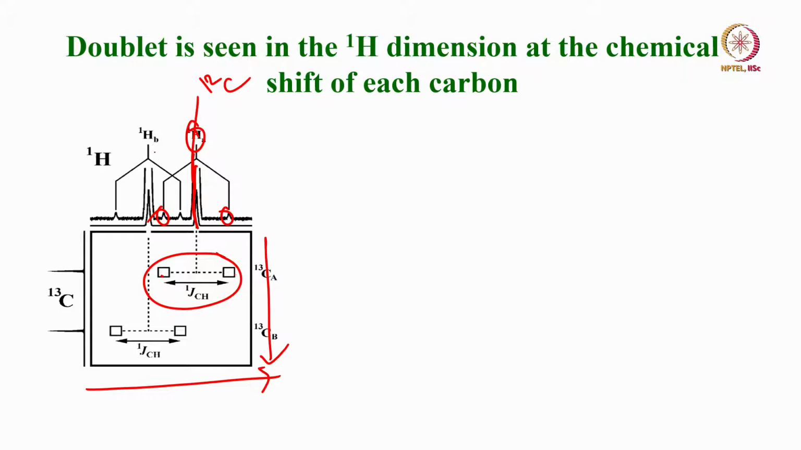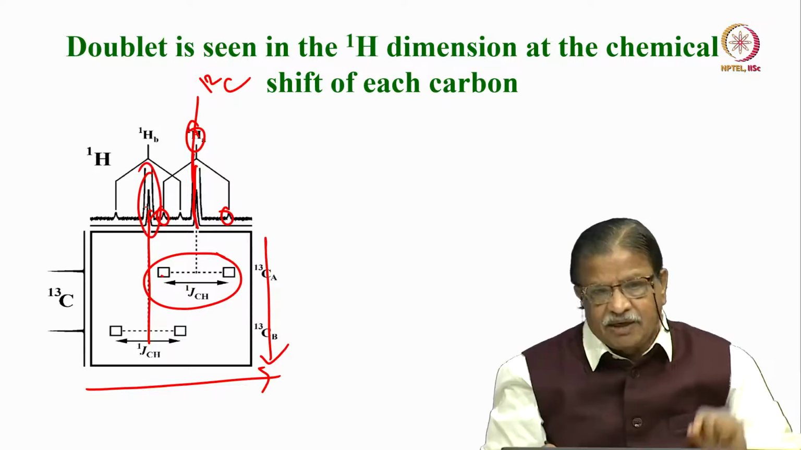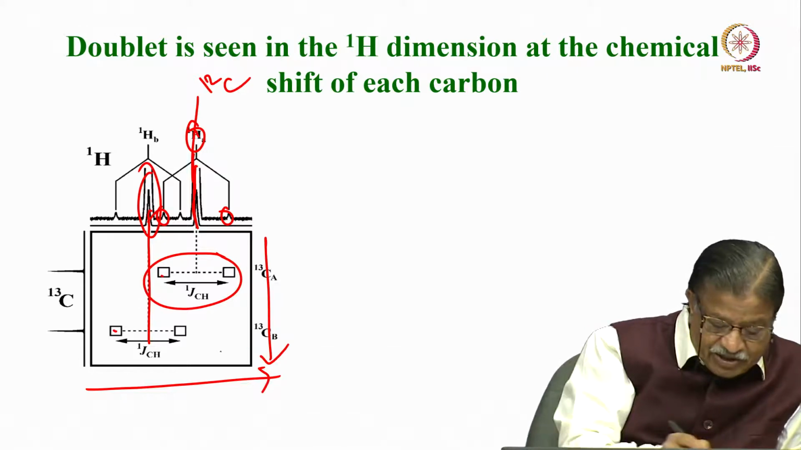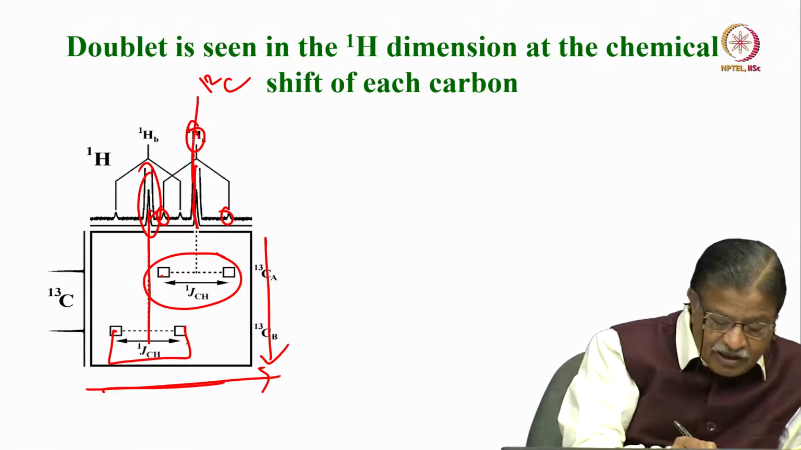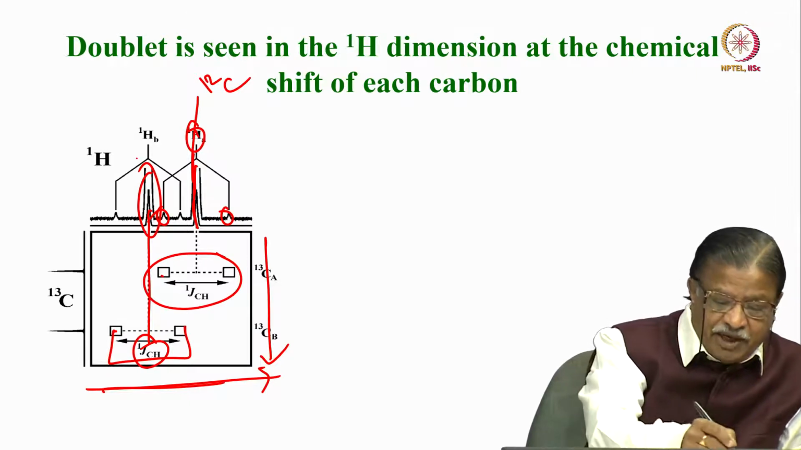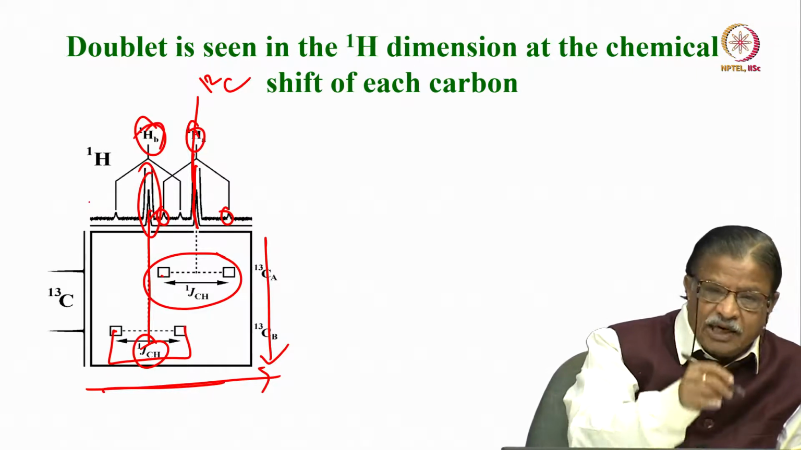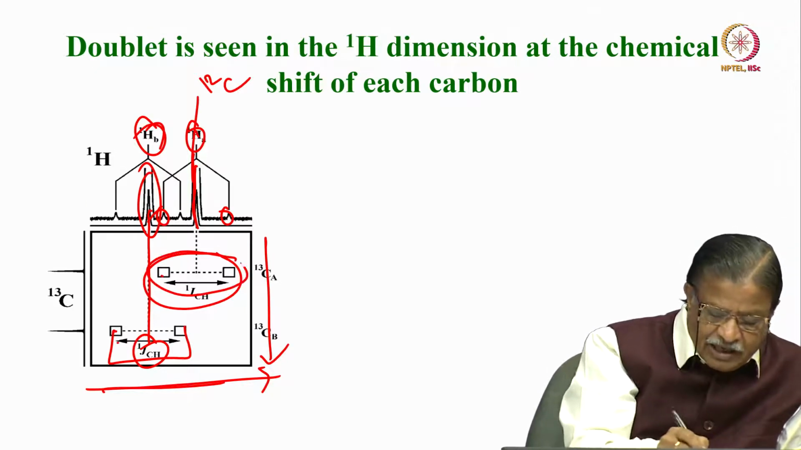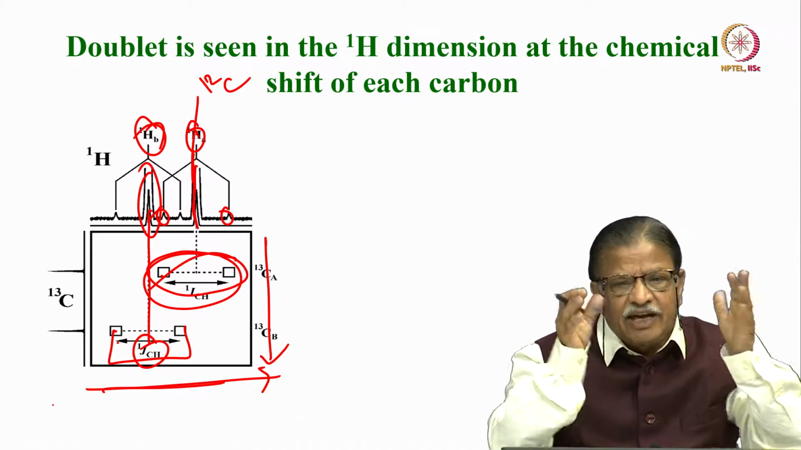Similarly, for the Hb proton, there is a peak here exactly at the center, corresponding to carbon 12 attached to proton. Whereas in the F2 dimension, in this dimension, you get a doublet. This corresponds to coupling between carbon and proton Hb. Carbon attached to proton attached to carbon B is going to split this into a doublet. Here, proton attached to carbon A splits this into a doublet.